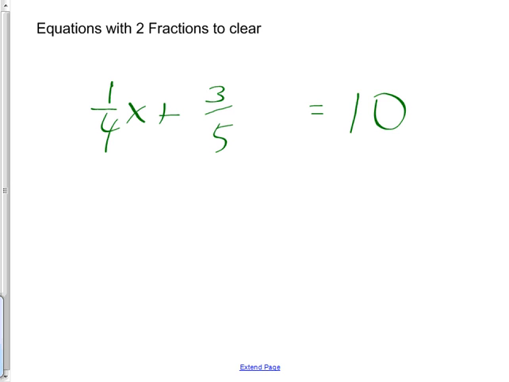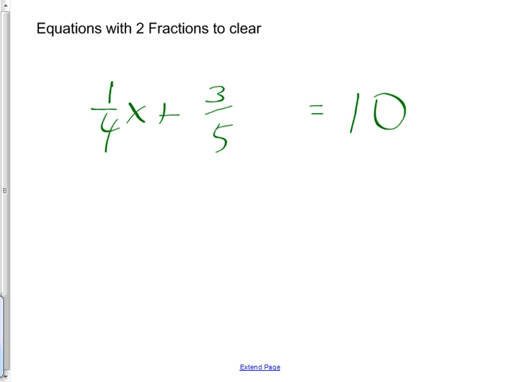So multiply by what in this case? Nope. Multiplying by 4 is good. Multiplying by 4 would be better than not multiplying by 4. Multiplying by 5 would be kind of good too, but come on, somebody put this together. Yes, multiply by 20, because if you multiply by 20, it fixes both of them.